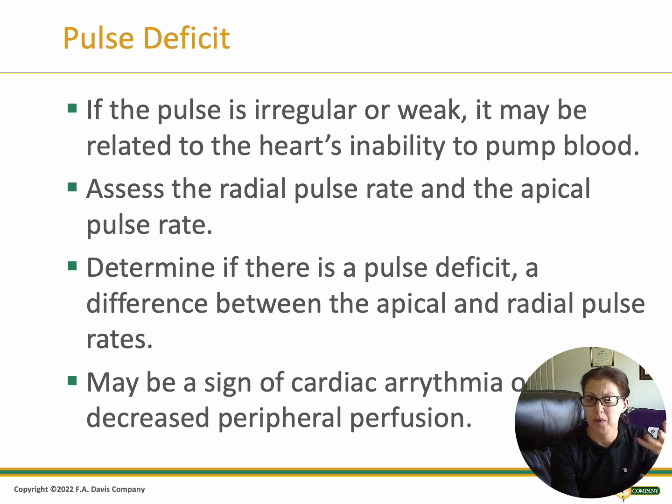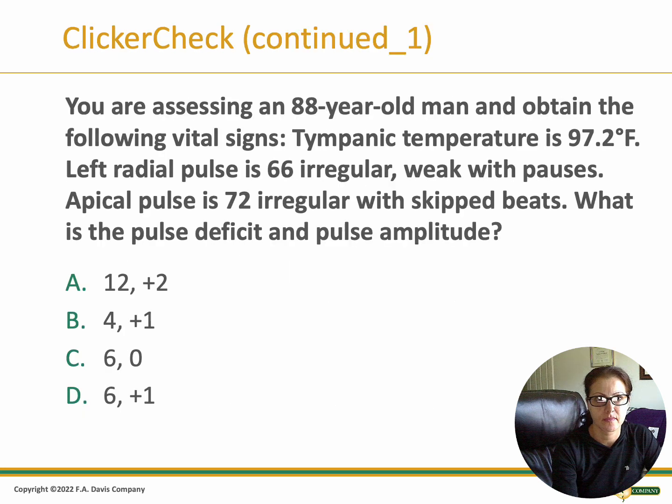And we're going to talk a little bit more about this when we get into the peripheral vascular system as well as the cardiovascular. But just remember that pulse deficit can be assessed. And all it is, you're just determining the difference between apical as well as radial pulse rates. So let's go on to our next question.